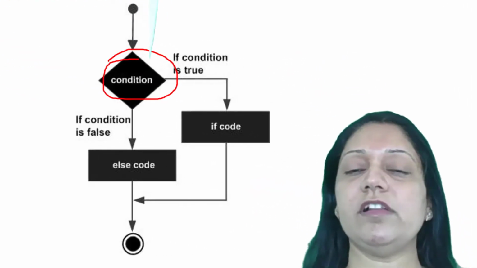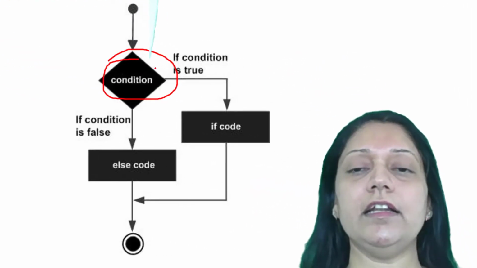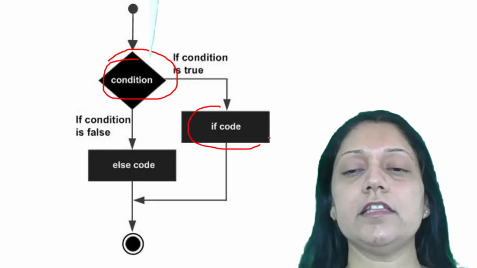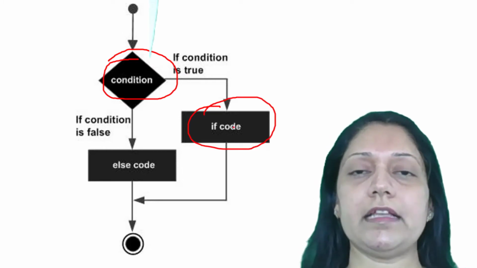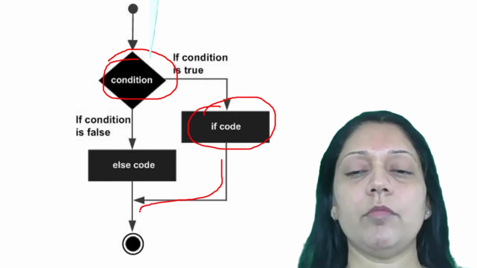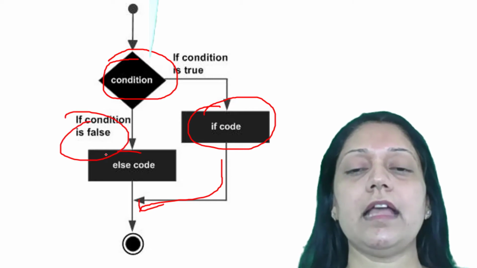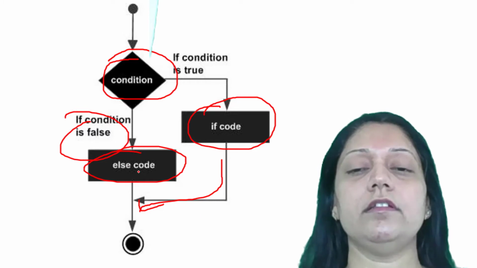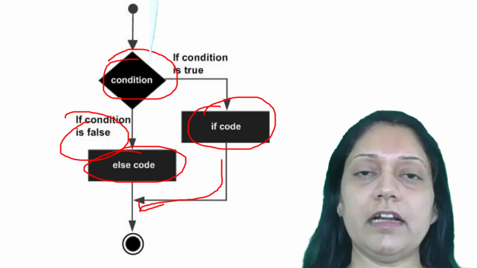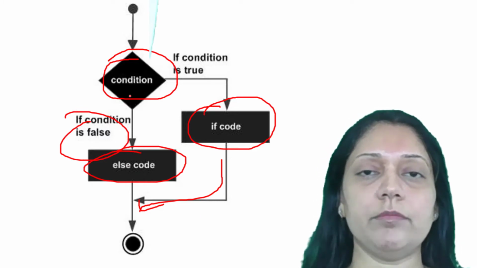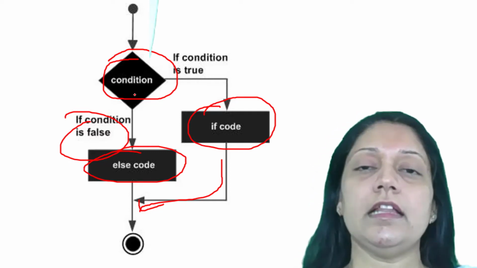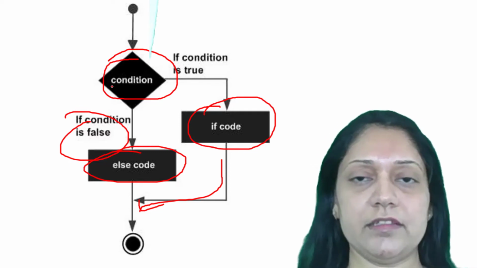In the if-else statement, we'll check for the condition. If the condition is true, then this part of the block would be executed and you'll come out of the if statement. And if the condition is false, then we'll execute the else code. Okay, so if the condition is true, then we are executing something, and if the condition is false, then also we are executing some statements.